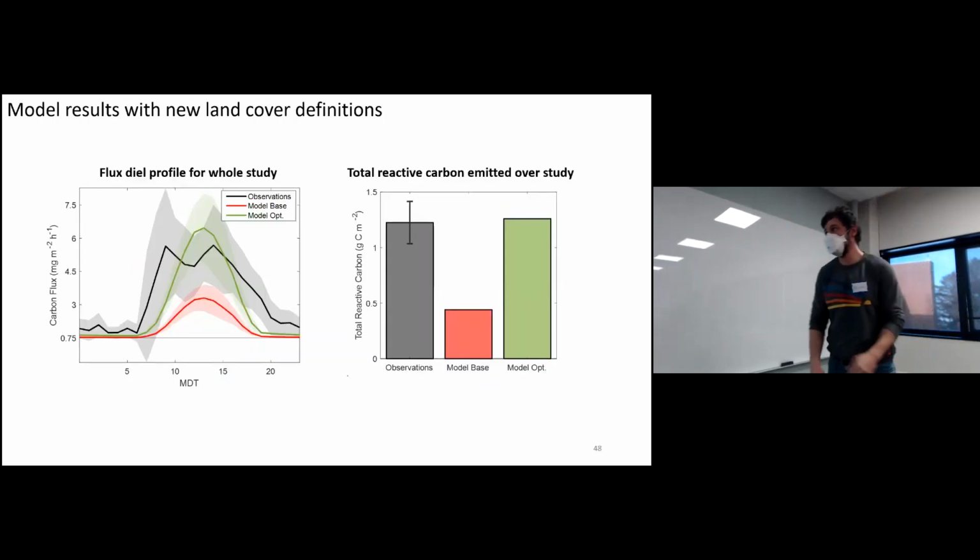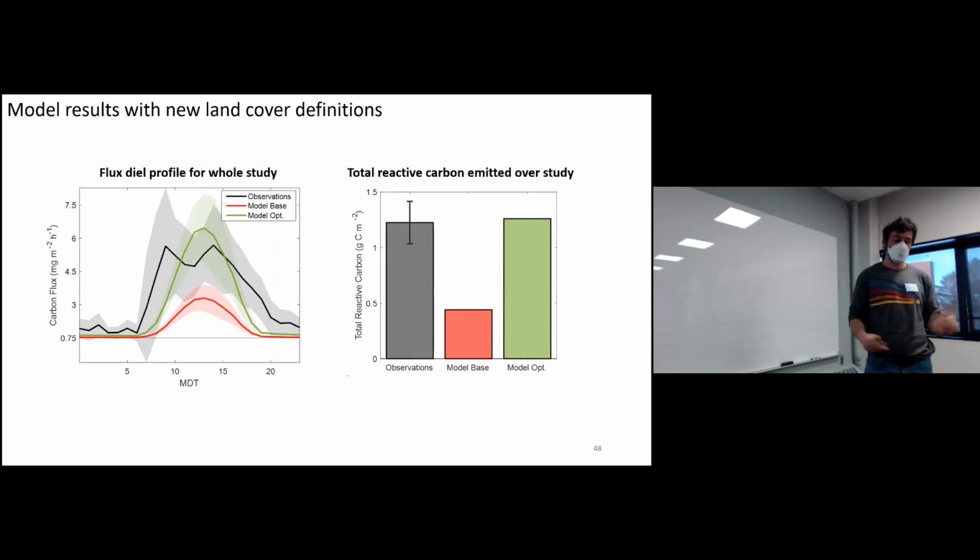Then when you redo the entire model, you can see that you actually get closer to the values that we're measuring, and it does better overall throughout the whole study, getting closer to the reactive carbon that we're seeing. And I think that's it, yeah.